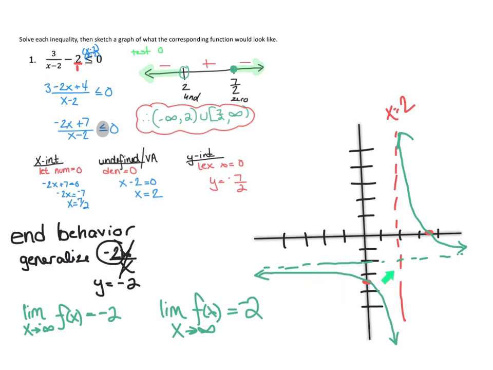So this function that is sketched right here is the function that corresponds to this inequality. It would be f of x equals 3 over x minus 2, minus 2. So the sign chart really helps us get a sense of what this function looks like. You can, of course, check it on your graphing calculator.